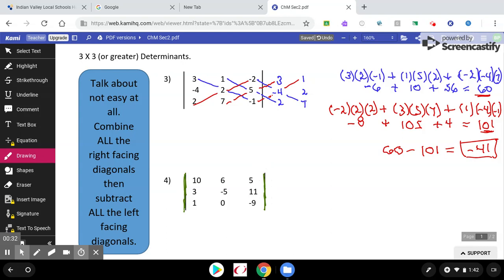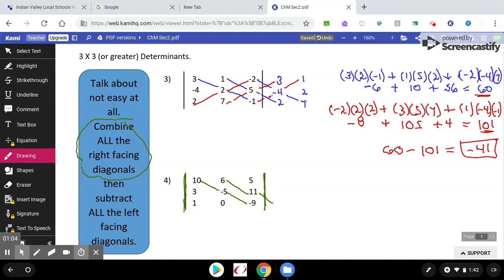So if you didn't watch the first video, let me point something out to you over here in this blue box. It says combine, which implies to add or subtract. Combine all the right-facing diagonals. So here's what we mean by right-facing diagonals. If I connect that guy to that guy, that's a diagonal, and I'm going to times those out. But I also want to do a diagonal of the 6 and 11, but a diagonal always has 3 when you're talking about a 3 by 3 matrix. It would be 4 if there's a 4 by 4 matrix, and so on.